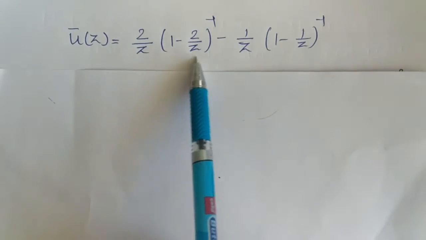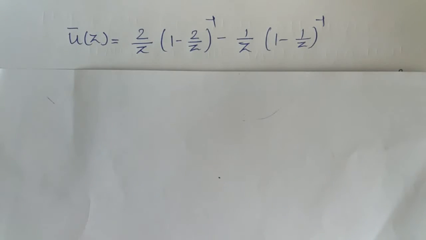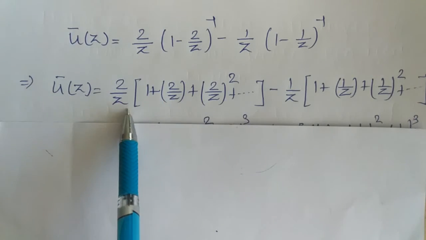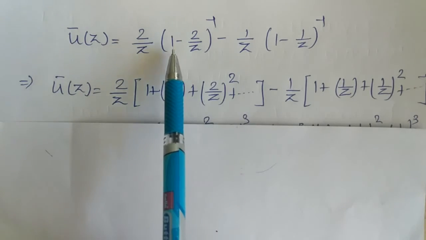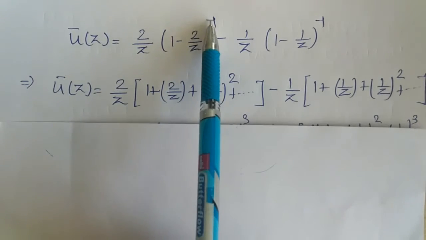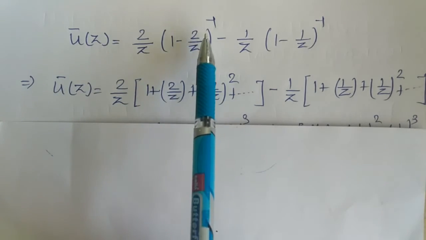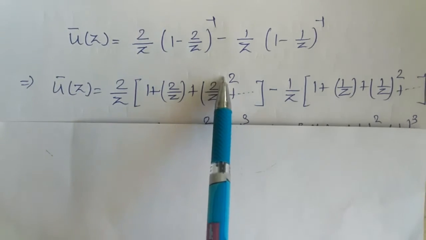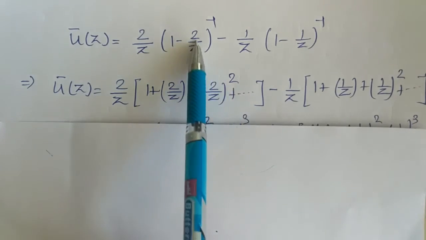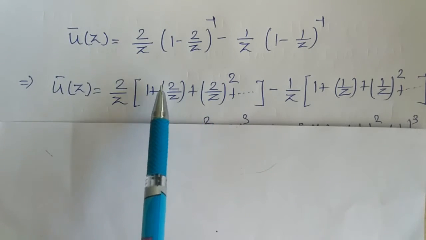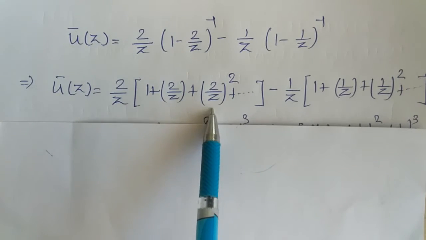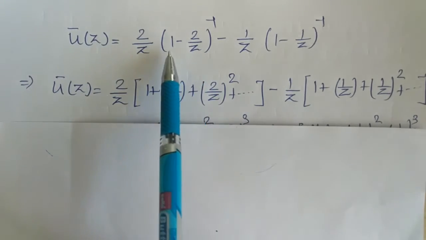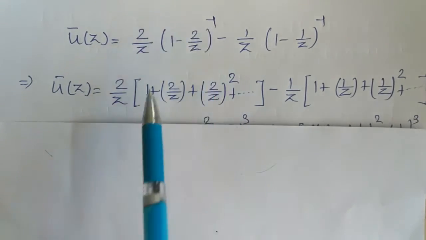So the binomial expansion of these two expressions is u bar z equal to 2 by z as it is. Now the binomial expansion of (1 minus x) whole inverse is 1 plus x, which is 2 by z, plus x square, which is (2 by z) square, plus x cube, (2 by z) whole cube, and so on. So 1 plus 2 by z plus (2 by z) whole square plus (2 by z) whole cube, and so on. This is the binomial expansion of (1 minus 2 by z) whole inverse.